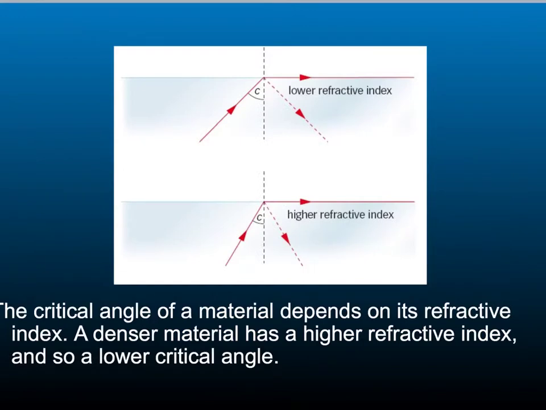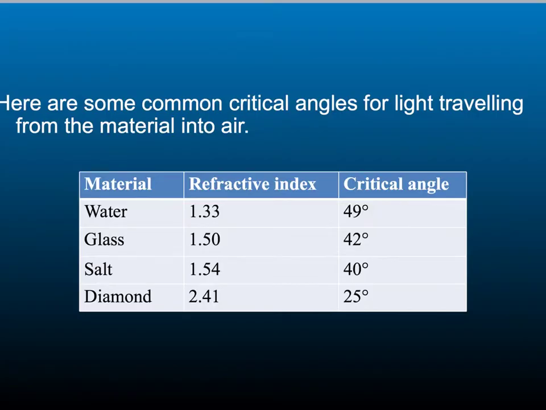The critical angle of a material depends on its refractive index. A denser material has a higher refractive index and so a lower critical angle. Here are some examples of critical angles for light travelling from the material into the air. You can see here that the critical angle for diamond is the lowest, 25 degrees. This means that diamond is the denser material. You can also see this from its refractive index, as it is the highest.